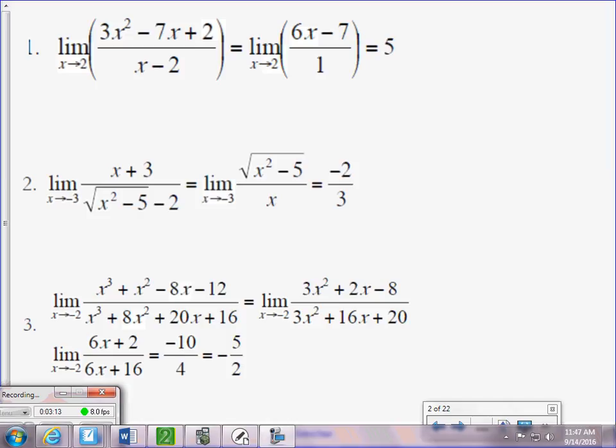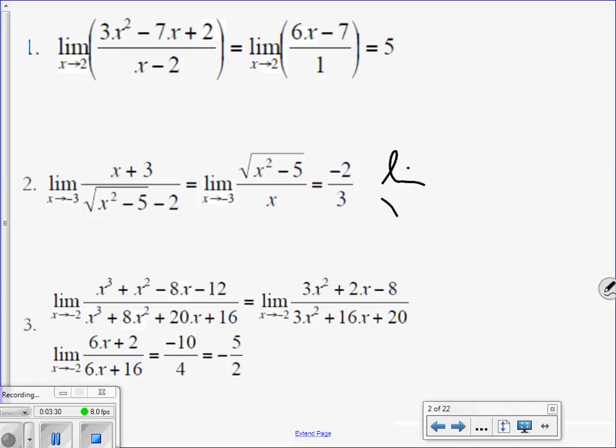Alright, we have to talk about number 2. When you tried to plug in the negative 3, you get 0 over 0, so you can apply L'Hopital's. Oh, let's just do this right here. This is an easy one to do. So you take the derivative of the numerator, 1, right? So you have the limit as x approaches negative 3. So that's just 1 over.